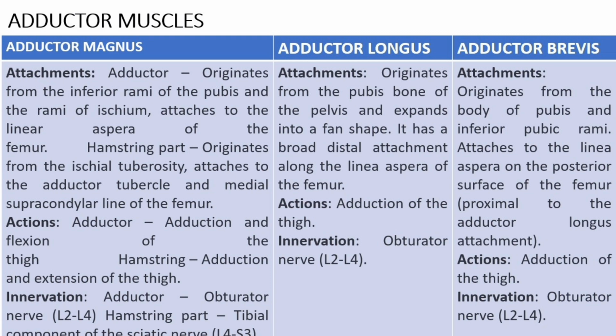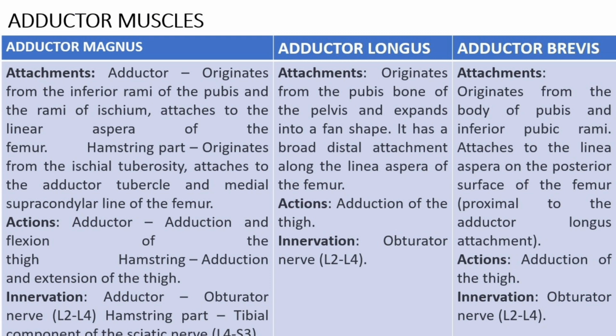the femur. Actions. Adductor, adduction and flexion of the thigh. Hamstring, adduction and extension of the thigh. Innervation. Adductor, obturator nerve L2 to L4. Hamstring part, tibial component of the sciatic nerve L4 to S3.